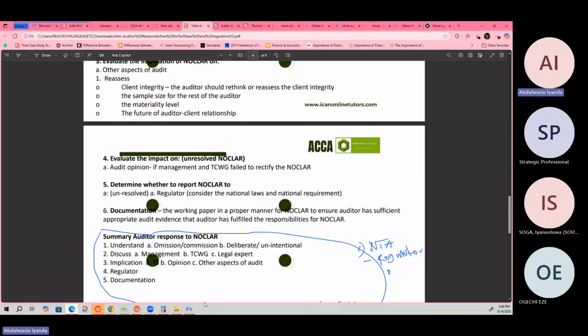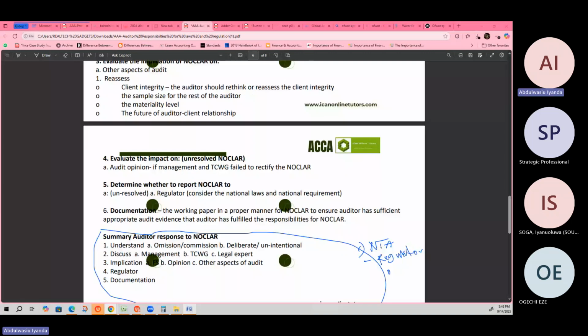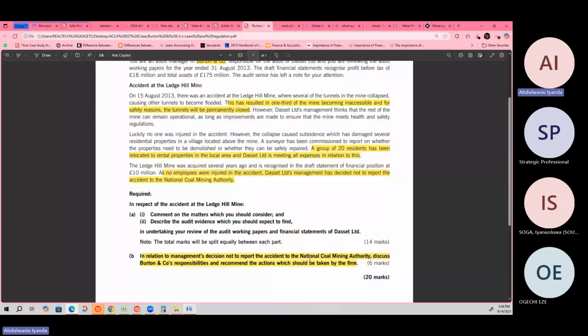If you feel like reporting to the authority, then that should be your last resort. The first thing is to do some internal steps before you go and report them, just like you want to do whistleblowing. You need to first of all check the facts very well.